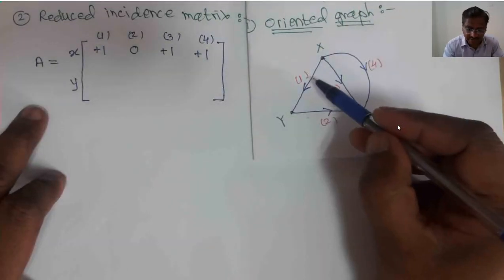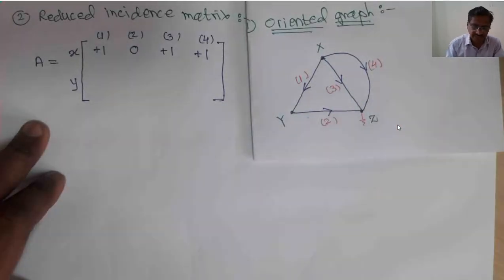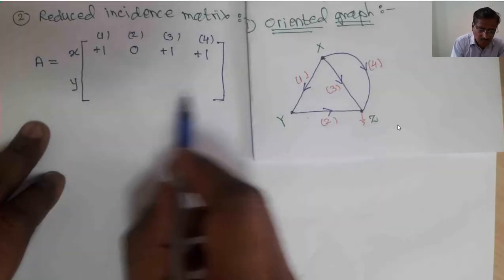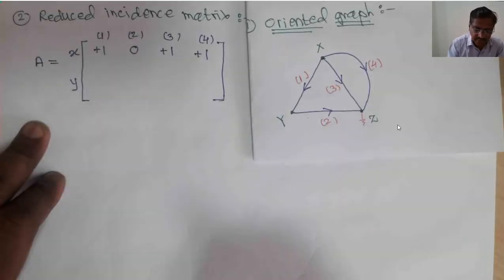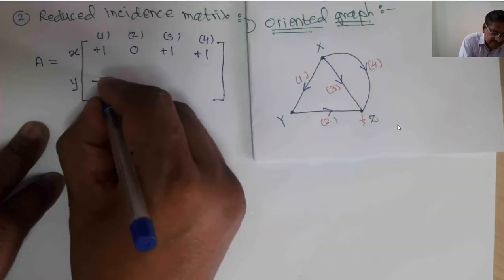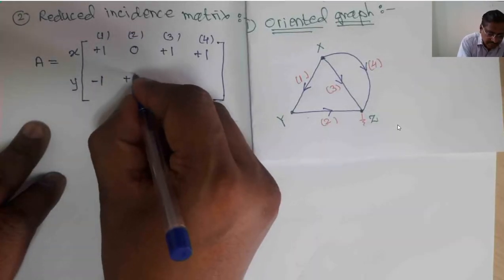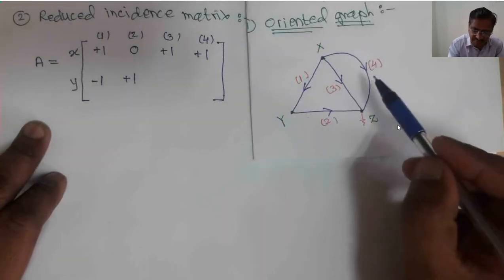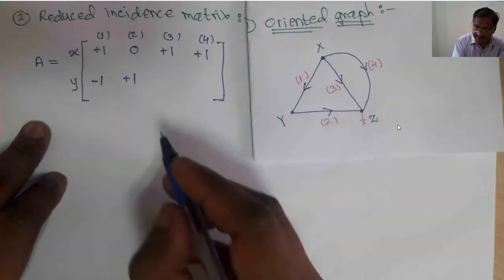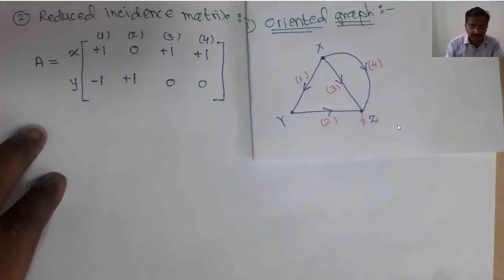For node X, 1, 2, 3, these are the 3 currents which are outgoing. That's why these entries are +1, +1 and +1, so on. If we are drawing the same row or calculating the same row for the node Y, in that particular case 1 is incoming, that's why its entry will be -1. This 2 is outgoing, that's why its entry will be +1. And branch number 3 and 4 are not connected to this node Y, that's why those entries will be 0. This entry will be 0 and this entry will be 0.